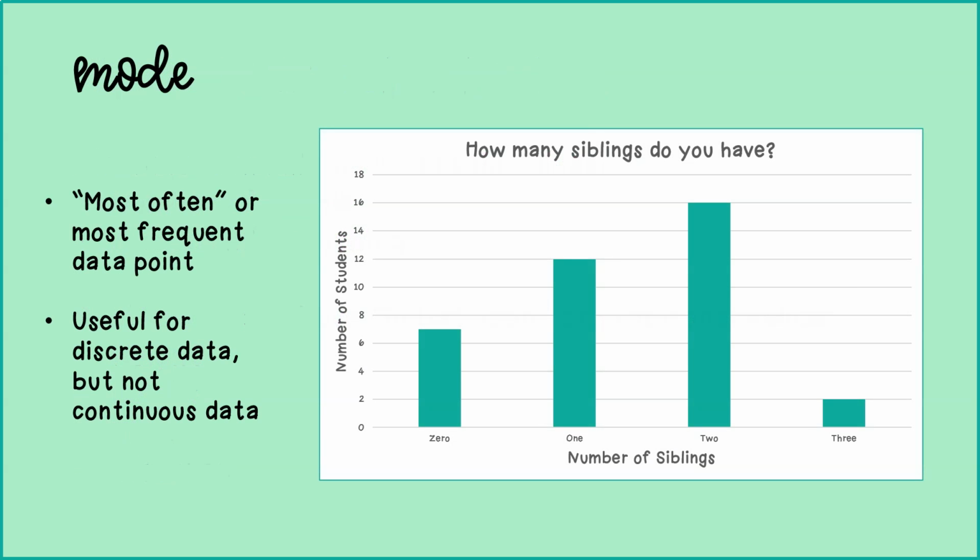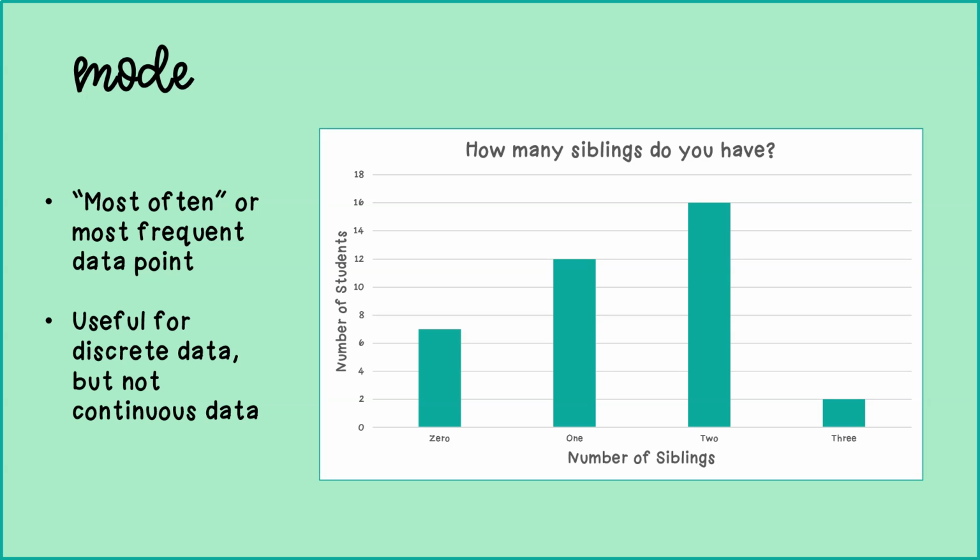Let's start with mode. Mode is the most frequent data point. Here in this situation, we have a survey. How many siblings do people have in the class or in a grade level? You can see on this bar graph that most people have 2 siblings in this data set. So it's the most often, it's a count, and it's discrete data.